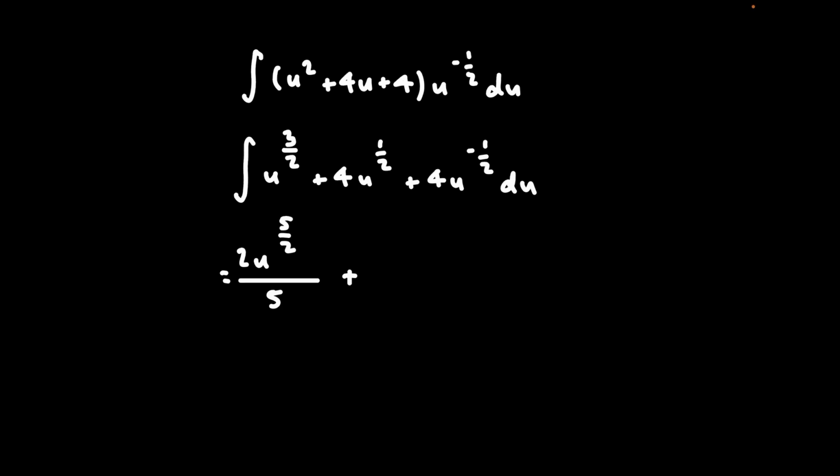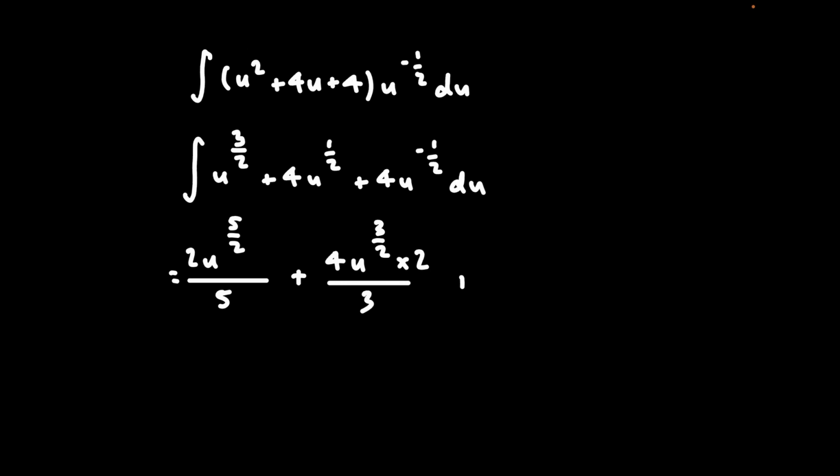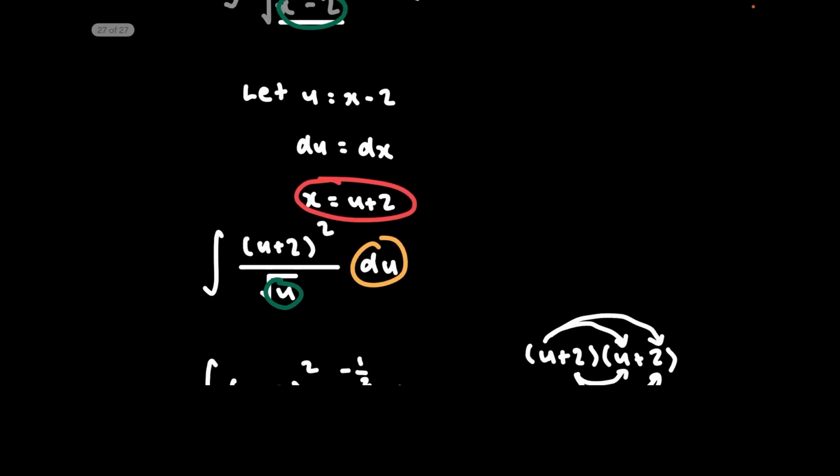Plus 4 times u to the power of a half plus 1. That's the same as 3 on 2. And I'm going to use my same trick, times it by 2 over 3. So if I times by 2 on the top, divide by 3 on the bottom. Plus 4u to the power of negative a half plus 1. Negative half plus 1 is simply a half. And divided by a half is simply the same as timesing by 2 over 1. Plus c.